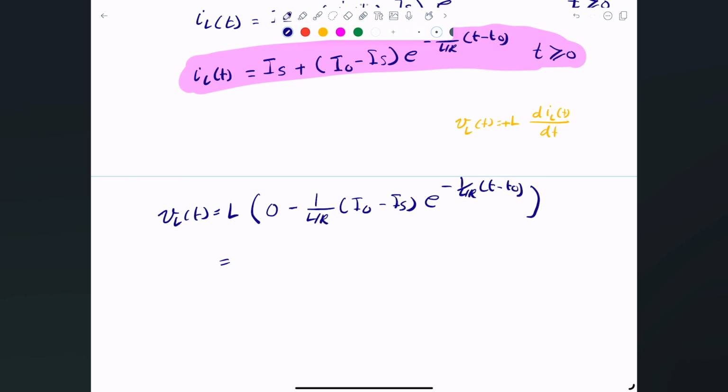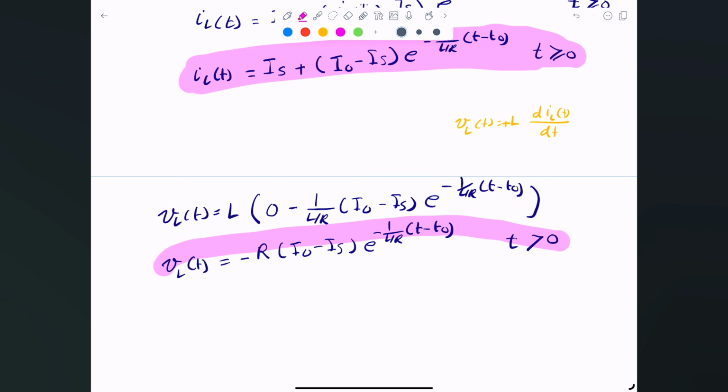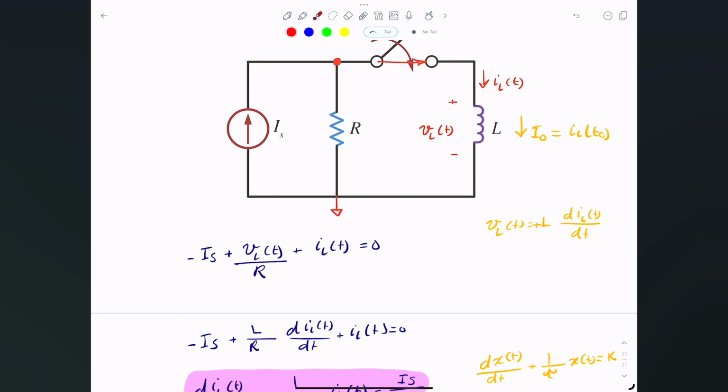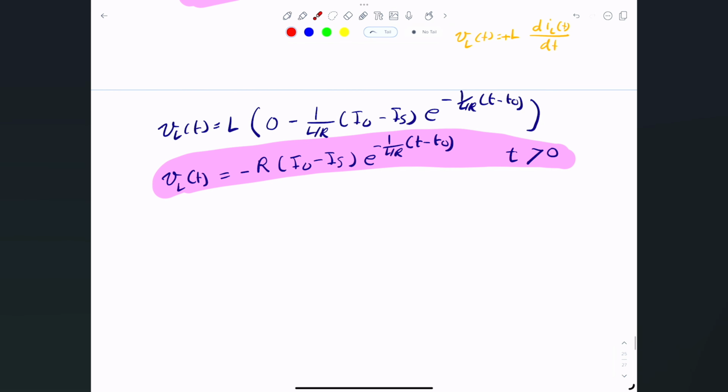Okay, and we multiply all of these, and what we end up with, I believe, is negative R times (I0 minus I(s)), e to the negative 1 divided by L divided by R, times (t minus t0), and that's V_L(t), for t exactly greater than 0, not greater than or equal to 0. Because right before switching, even if we have current flowing through it, the inductor acted as a wire, so the voltage across it is 0. Right after that, it becomes not 0. If you want the exact value, just substitute t equals t0 and so forth.